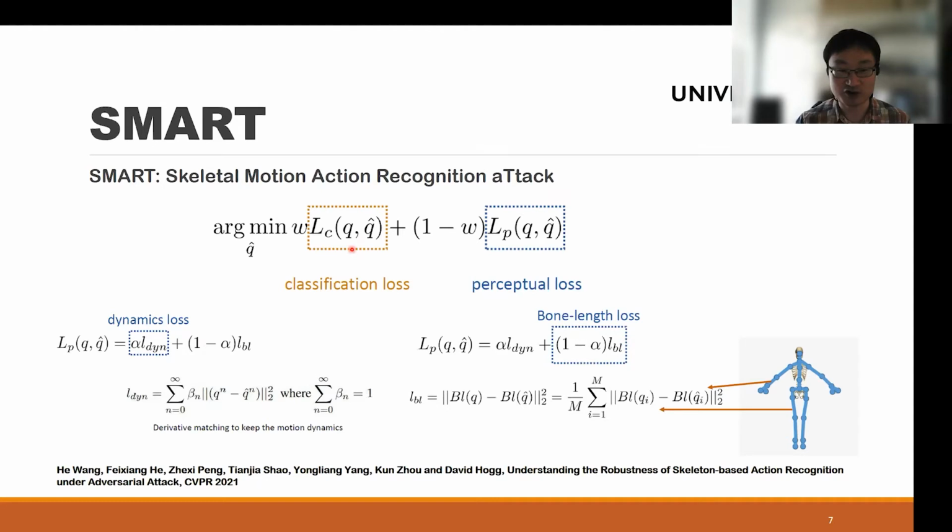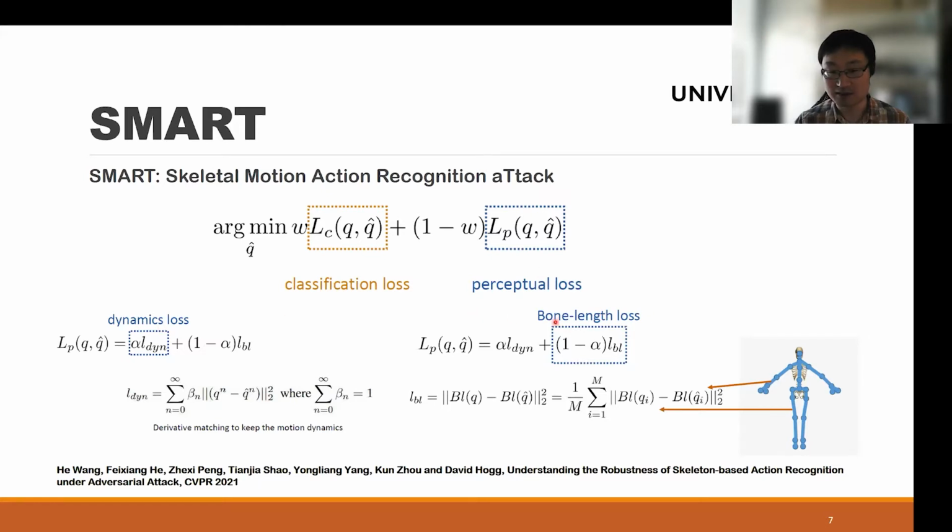So here, Q means the range of motion. Q hat means actually the adversarial sample we're trying to calculate. So we calculate Q hat by minimizing this objective function, which has two terms. One is what we call a classification loss, one is the perception loss. I don't want to get into too much detail of the mathematics here, but it's really simple on the high level. So the perception loss contains two terms. One is the bone length loss, one is the dynamics loss.